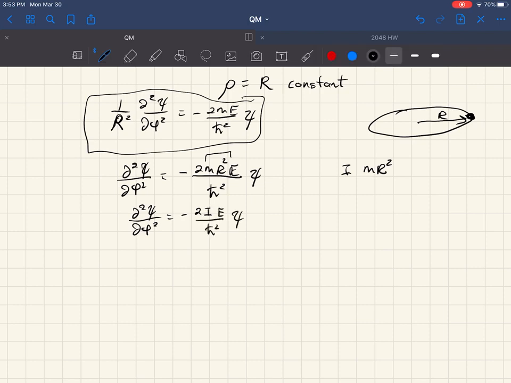Okay, now we're going to let m squared equal to 2Ie, the energy, over h bar squared. And we're going to write this as such. Yeah, we're just going to make that substitution. So we can try the solution.